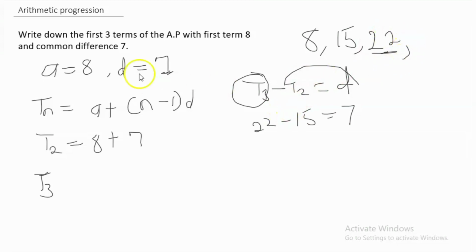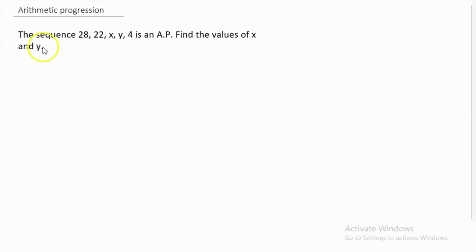All you need to know is that if the question continued and said, write down the first 5 terms, if you want to get the fourth term, all you have to do is add 7 to 22, that will be 29. If you said, what's the fifth term, all you have to do is add 7 to 29, and you would get 36. So that's how you would solve questions like this, as simple as that. Let's go over to the next one.